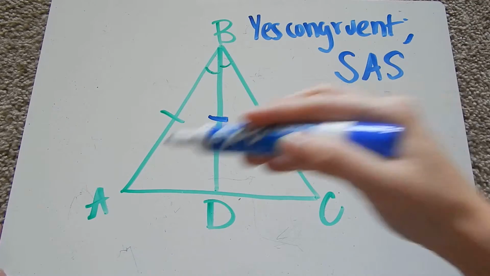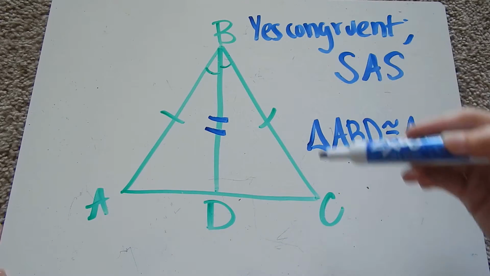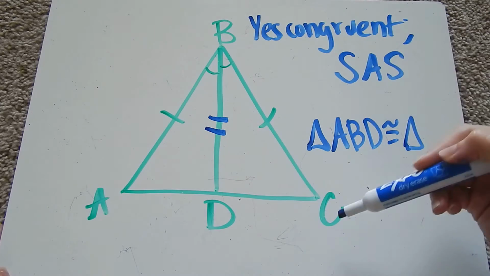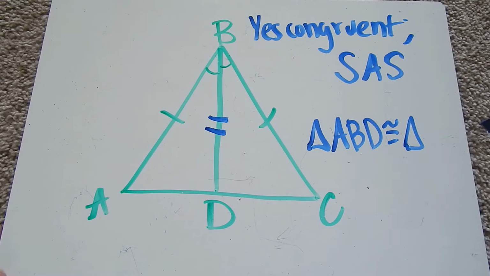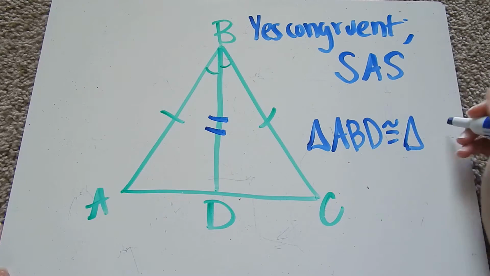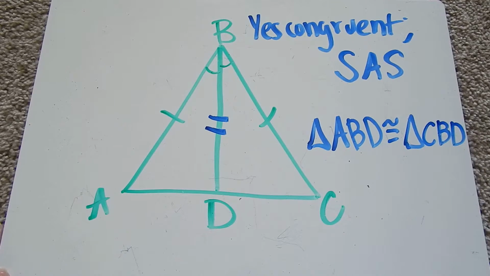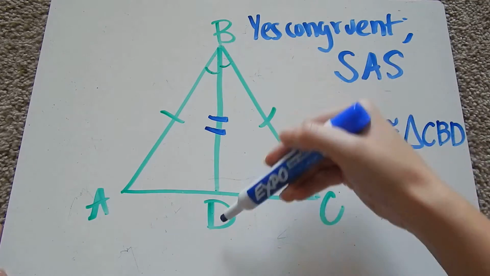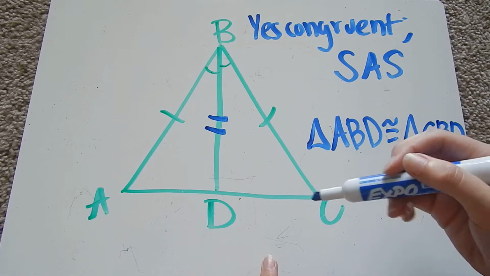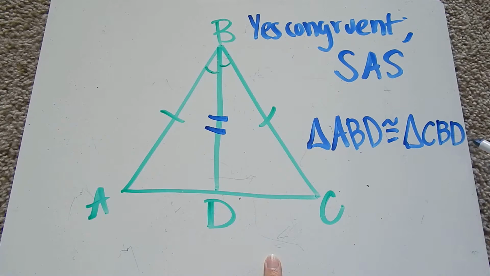Okay, so AB is congruent to BC, but I need to figure out if I should call it BC or CB. Okay, so BD is congruent to BD, which means BD has to be in the same order. And so it's actually CBD. We read it backwards. CBD. So CB is congruent to AB. That's good. BD is congruent to BD. That's good.